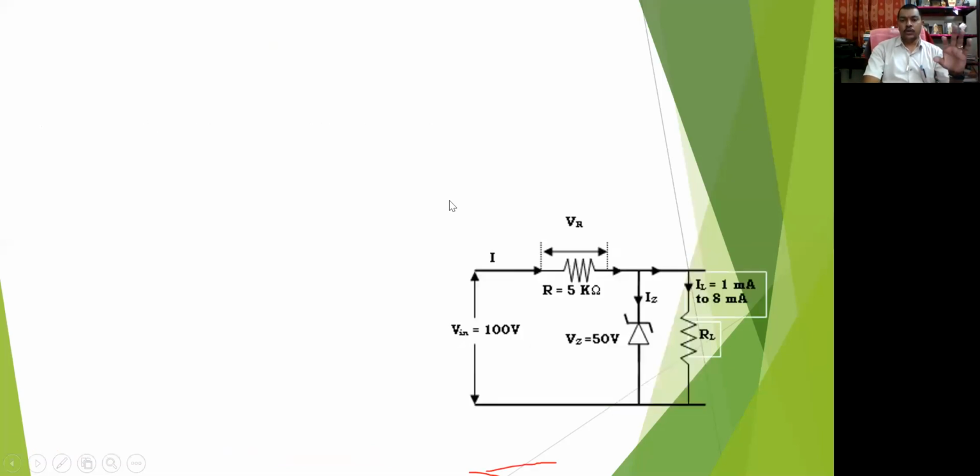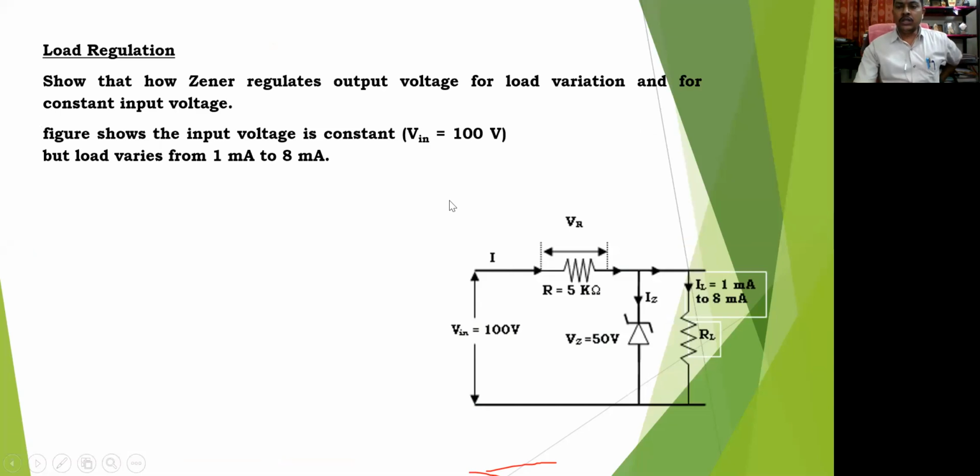Now for load regulation, here the same equation is there. Now what we have done is we have kept the input voltage as constant, that is 100 volt, and the circuit is same, the output voltage is 50 volt, the load current is going to change, which implies that the load resistance is going to change. So accordingly, the load current is going to change from say 1 milliampere to 8 milliampere, and now we are trying that the output voltage should remain constant.